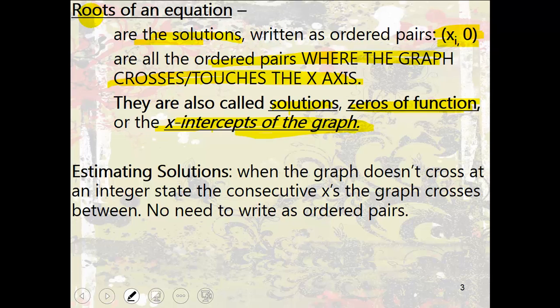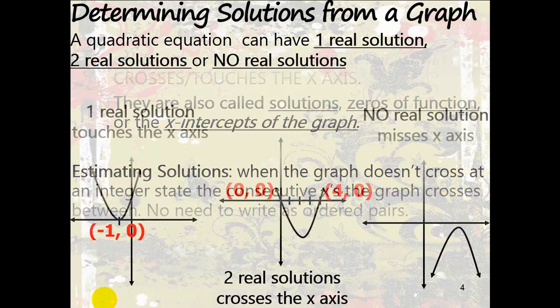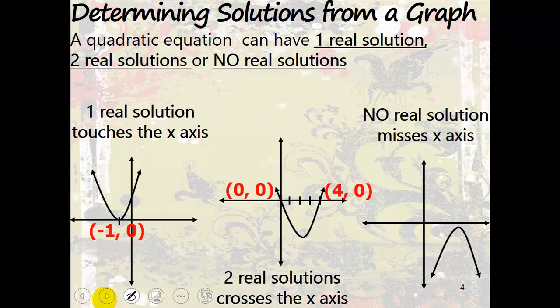Most of the time, we're going to get nice, pretty roots. But it could be that our graph doesn't cross at an integer. So what we're going to do is estimate the solutions until we learn some more techniques, and we're going to state the consecutive x's that the graph crosses between. And when we say crosses, it crosses the x-axis. All right, so we can just look at a graph and we can determine and state the solutions.